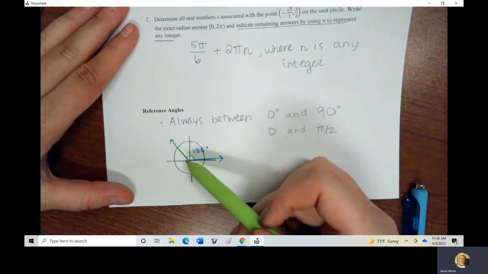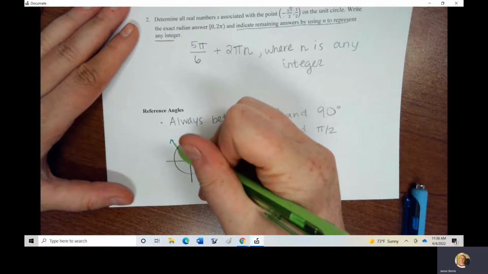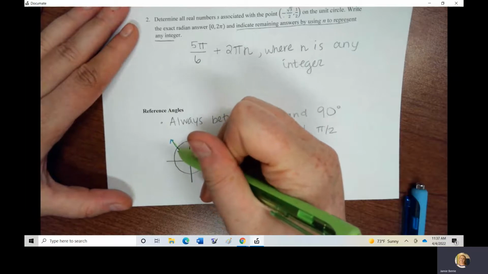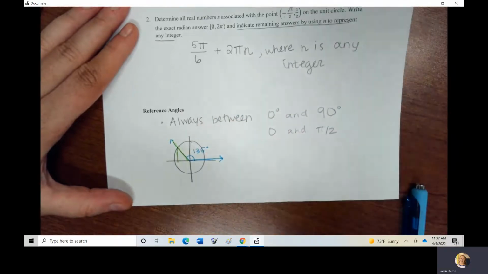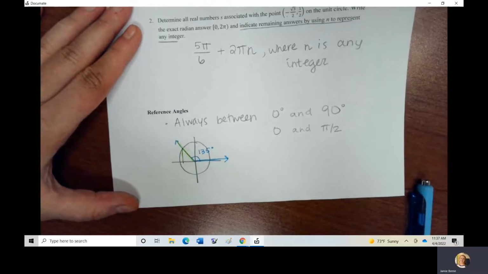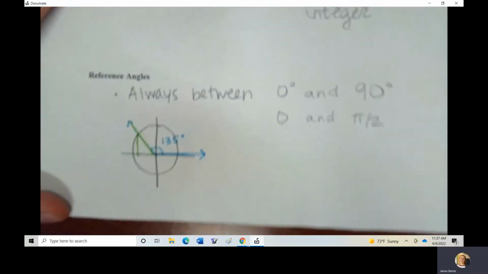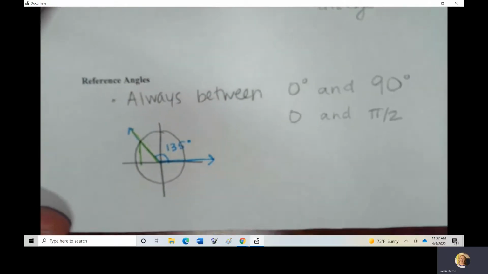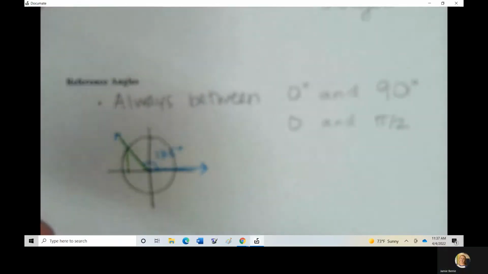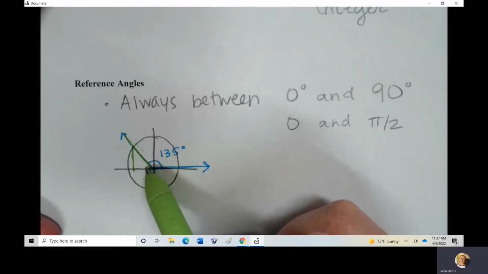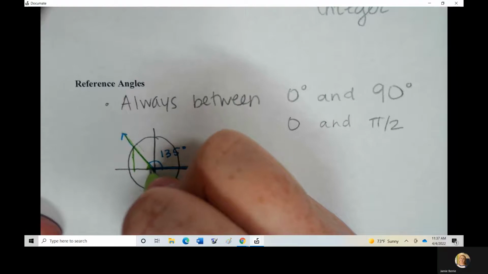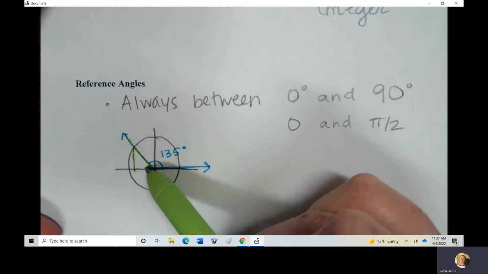All right, so you go to the terminal side of the angle, and you're going to draw a line straight down to the x-axis, or the horizontal axis. So starting at the terminal side, we draw an angle straight down to the x-axis. All right, so the reference angle is going to be that tiny angle right there that is formed between the terminal side of the angle and the x-axis.